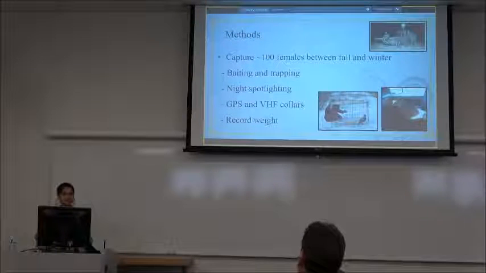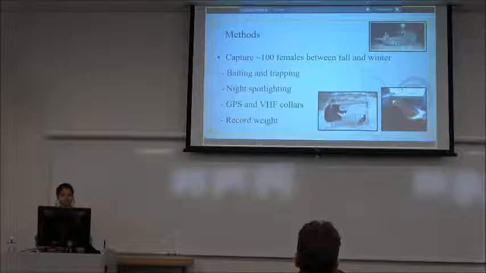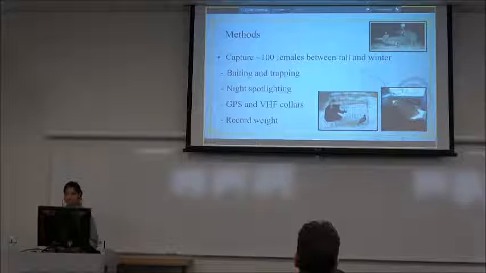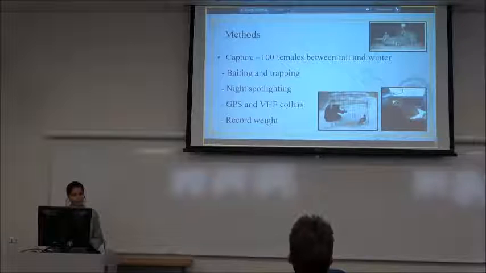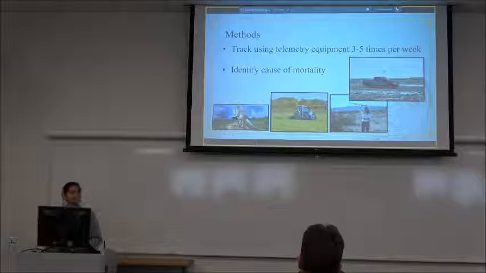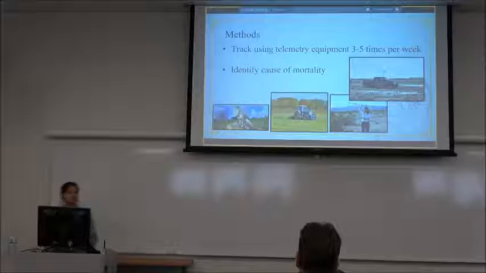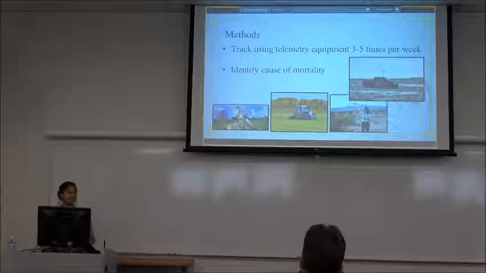In order to accomplish all these objectives and research questions, I'll be capturing almost 100 females between fall and winter, either through baiting and trapping or night spotlighting. At the time of each capture, I'll be tagging those females with either a GPS collar or a VHF collar, and their weight will be recorded. Once captured, each female will be tracked about 3 to 5 times per week using telemetry equipment via triangulation. In case of any mortality, we'll try to identify the causes, which can range from predation to exposure to extreme weather conditions or certain agricultural activity like mowing.